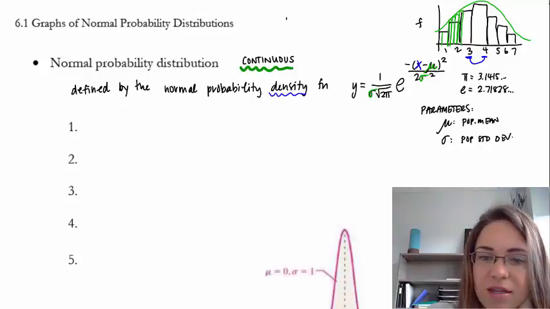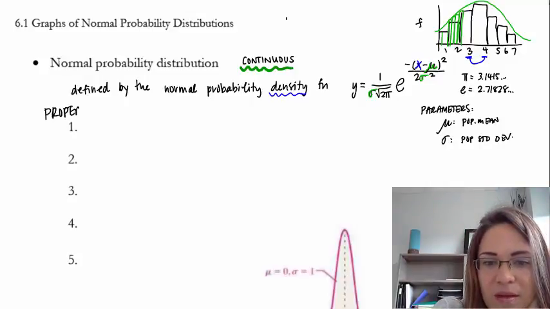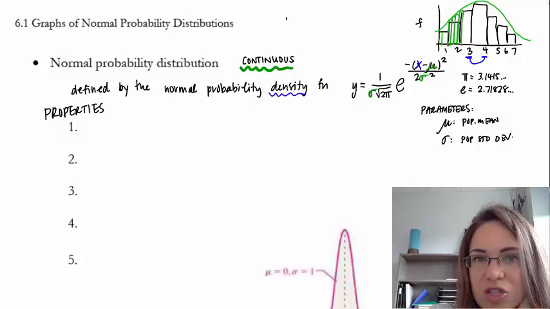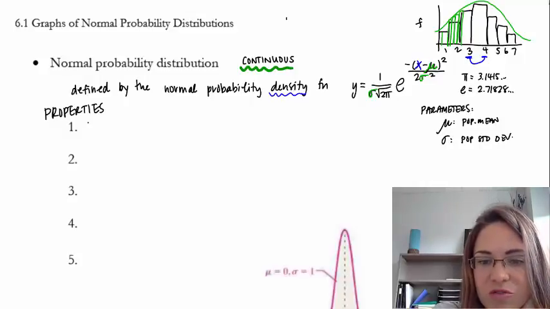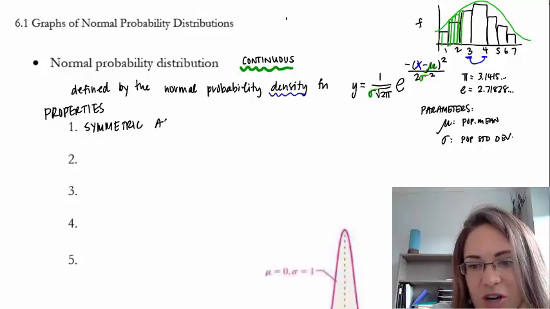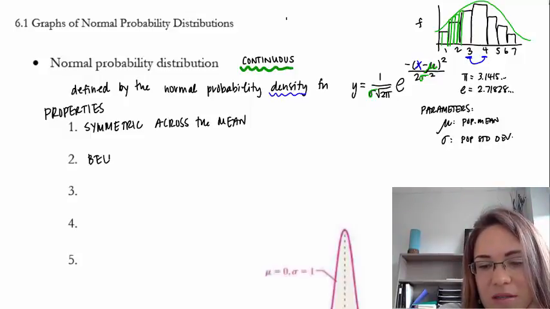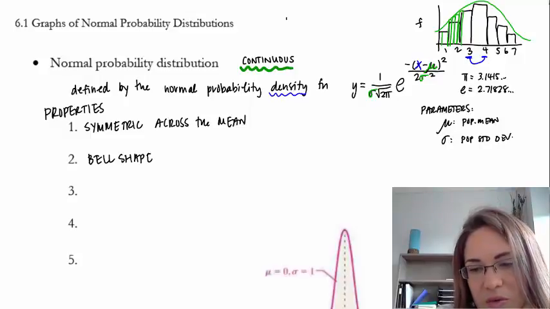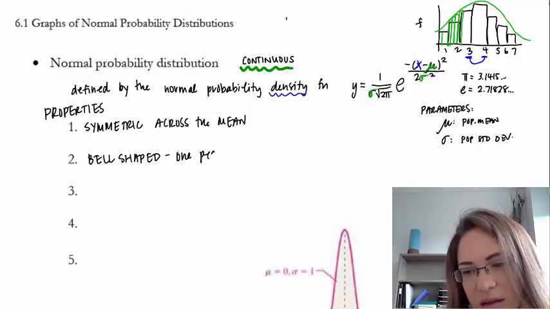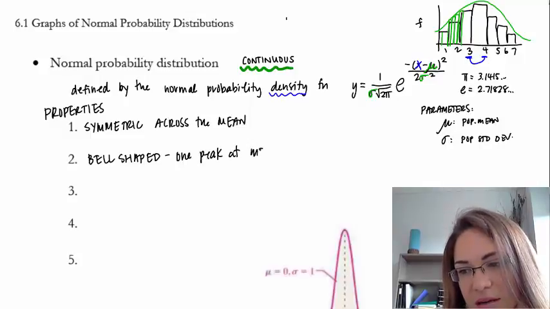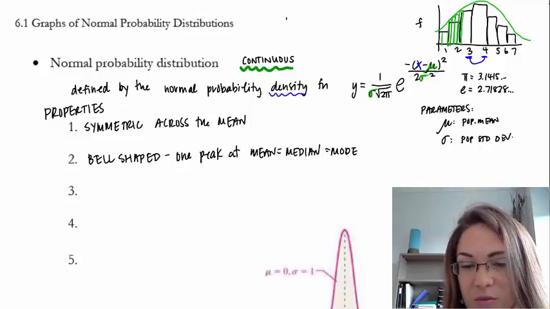Now, before we get too deep into that, let's talk about some properties of normally distributed random variables, or a normal probability distribution. The first thing you'll notice is that it is symmetric across the mean. Not only is it symmetric, but it is bell-shaped. So it has 1 peak at the mean, which also will be the median, and also the mode. So all measures of central tendency converge at this 1 peak.